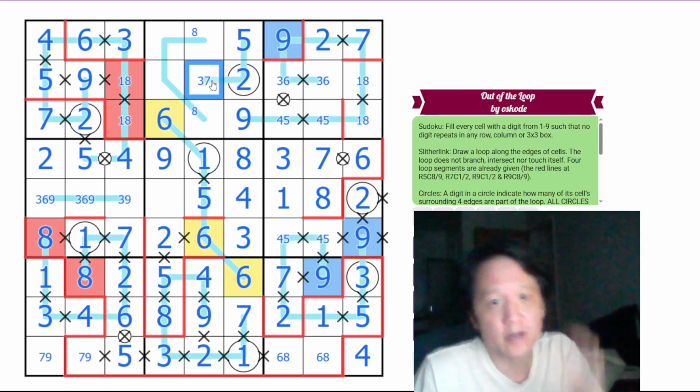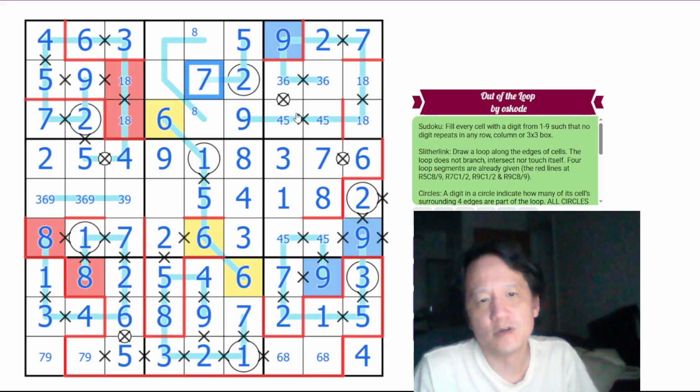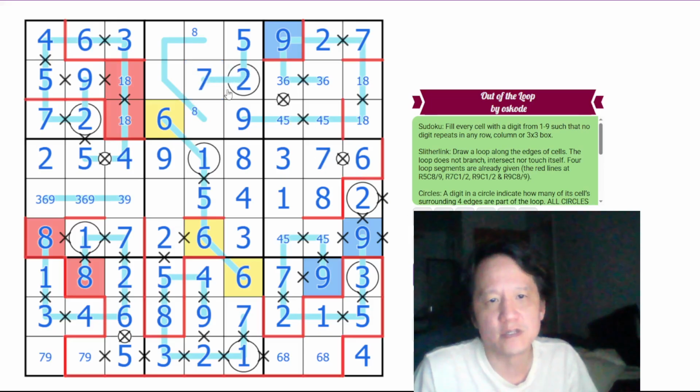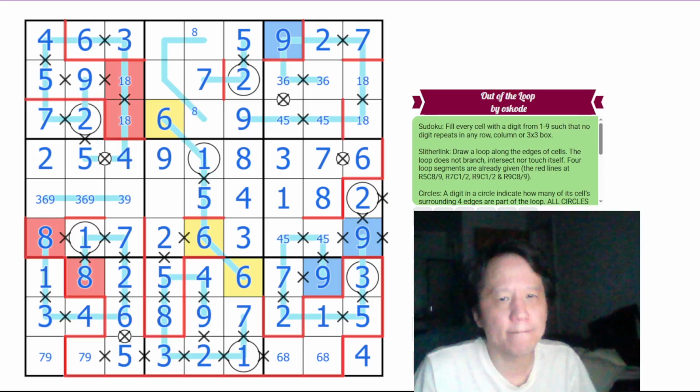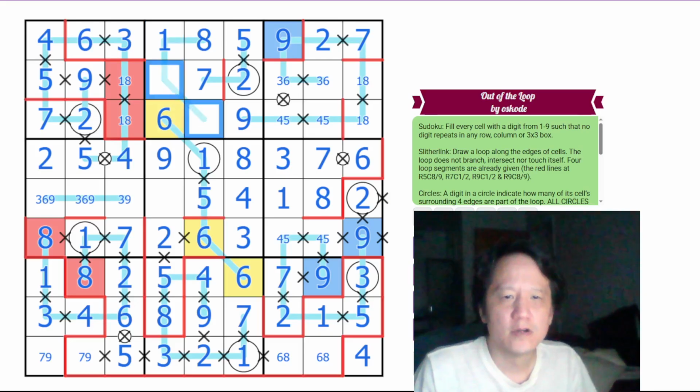This 3-6 pair eliminates 3 for that from the row, so this is 7, which means the slither link breaks it this way, which means this cannot be a slither link. Remaining digits in row 1 are 1 and 8. This can't be 1, so this must be an 8 here, which makes this 1. The remaining digits in box 2 are 3 and 4. This can't be 3 because of the 3-6 pair, so this is 4, this is 3.